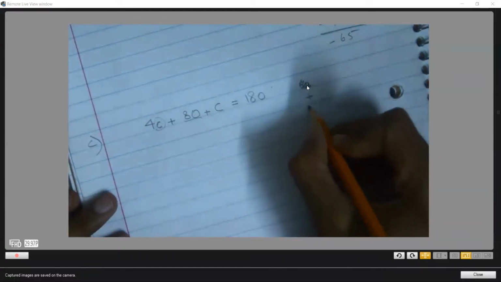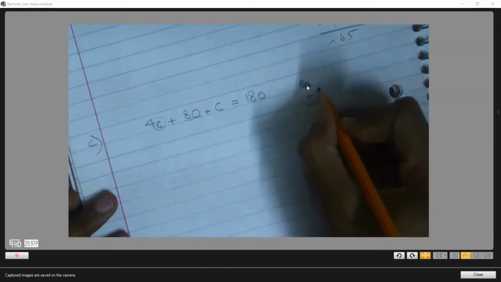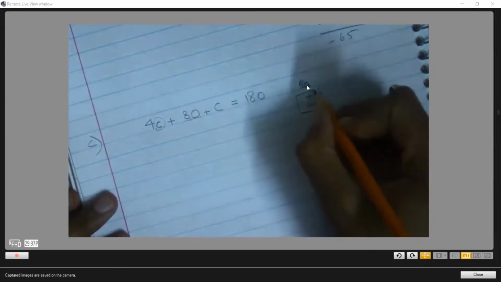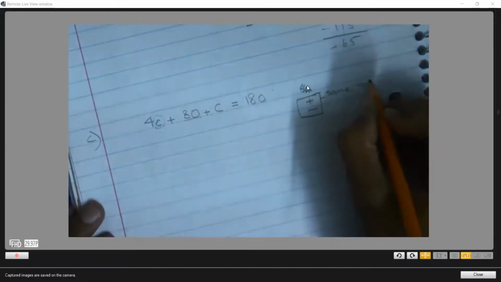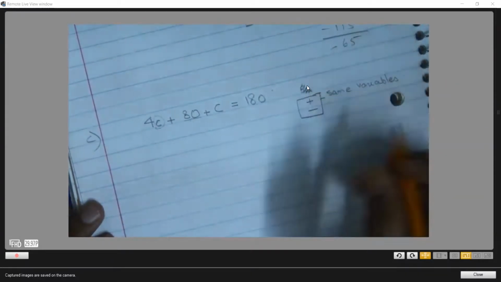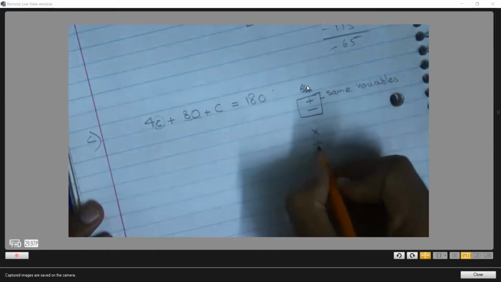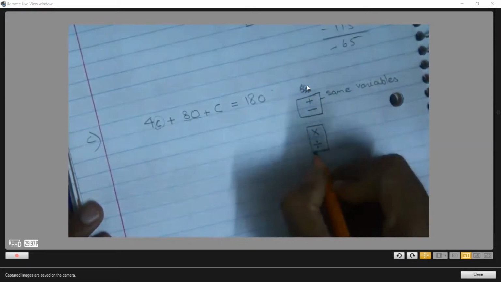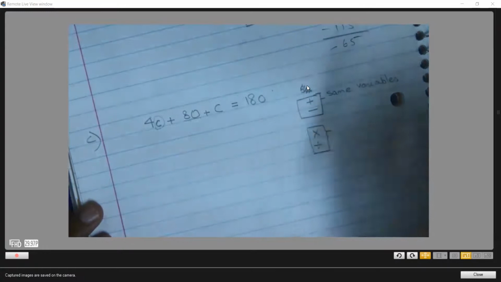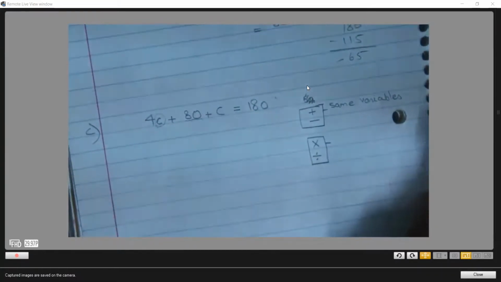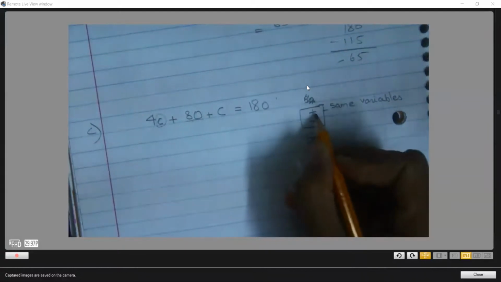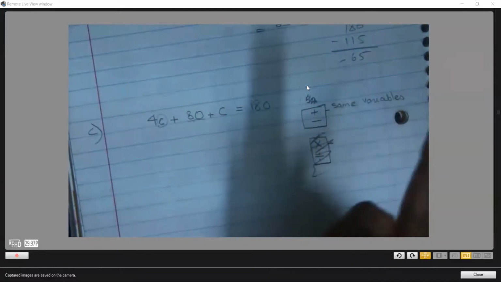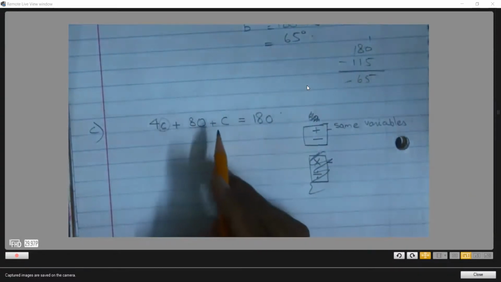Let me write it down like this. For addition and subtraction, you need same variables. But for multiplication and division, this is not a compulsion. Whether they are same or different, you can multiply them. It is not necessary to have same variables. But for addition and subtraction, variables should be same. Remember this. You cannot add 4 and 80.